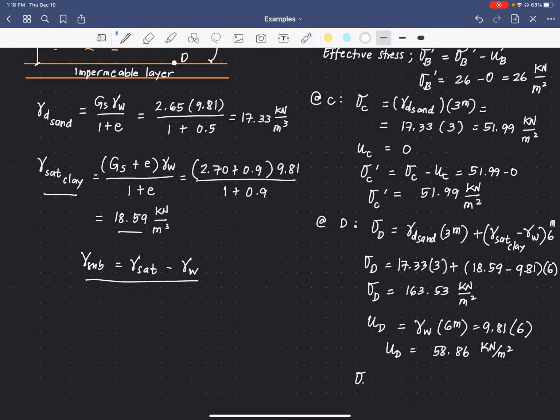Finally, to calculate the effective stress at point D, this is equal to the total minus the pore pressure. So we have 163.53 minus 58.86. And the effective stress at point D is equal to 104.67 kilonewton per square meter.